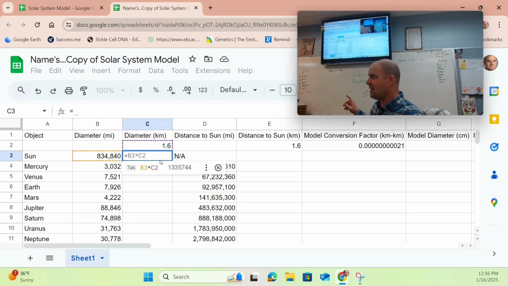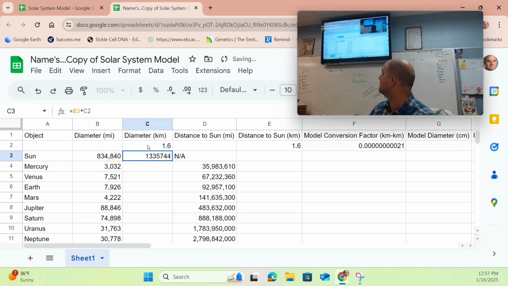What do I mean by that? Well, it thinks that I want to take B3, I feel like we're playing Battleship, which is the diameter in miles of the sun. I do. And it thinks I want to multiply that by the conversion factor to get it in kilometers. I do. So if I'm fine with its suggested math, all I have to do is hit enter.